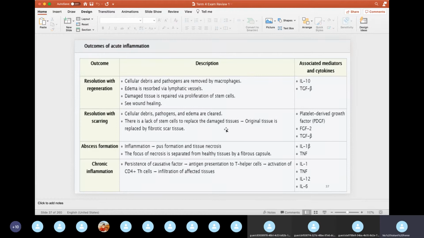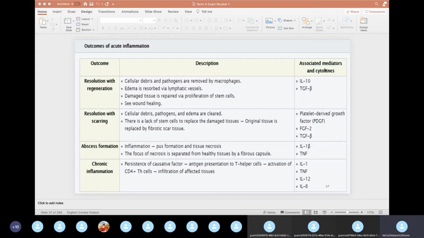So if I have acute inflammation, right? What's the outcome? Either one, resolution with regeneration. That's good. I like that one. Know the mediators and cytokines involved. IL-10, TGF-beta. Or I can have resolution, but I have scars. It's still okay, but I have some scars. That's all right. What are the factors involved? PDGF, TGF-beta, right? Remember, resolution, think about TGF-beta. You're having fibrosis, think about TGF-beta.